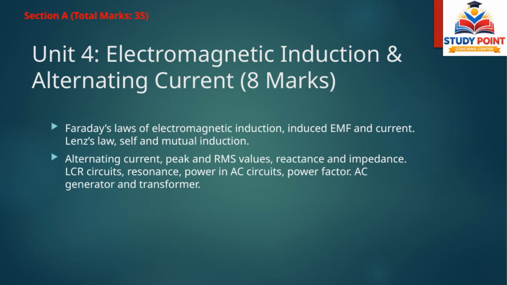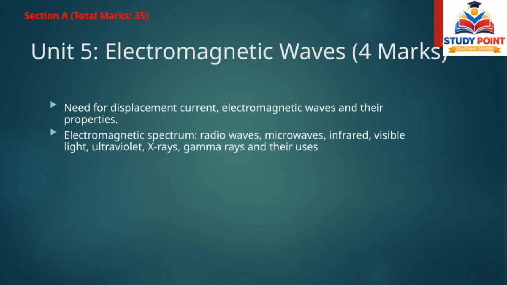circuit uses electrical power. Finally, we'll look at practical devices like AC generators, which produce alternating current, and transformers, which transfer electrical energy efficiently over distances through electromagnetic induction. All these concepts tie back to the overarching theme of electromagnetic induction and how it underpins much of our modern electrical technology. Let's explore Section A, which is worth a total of 35 marks.